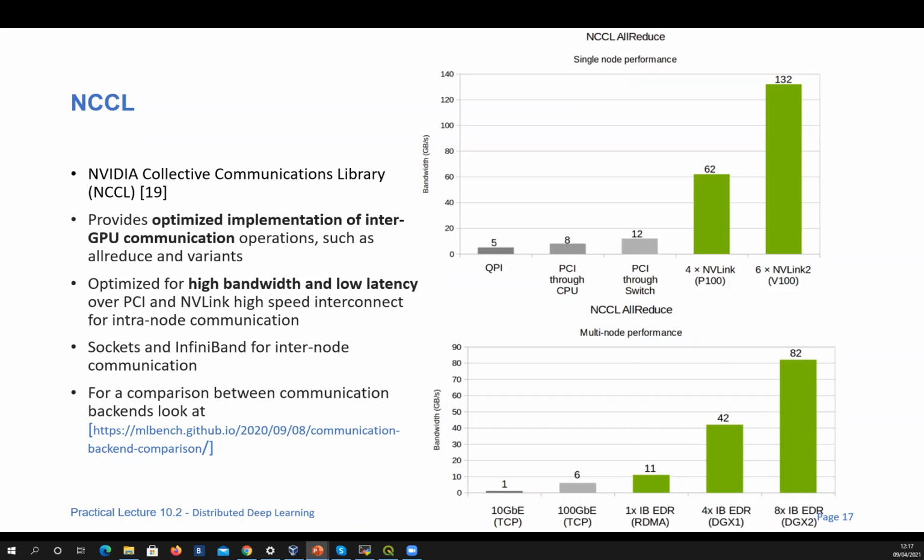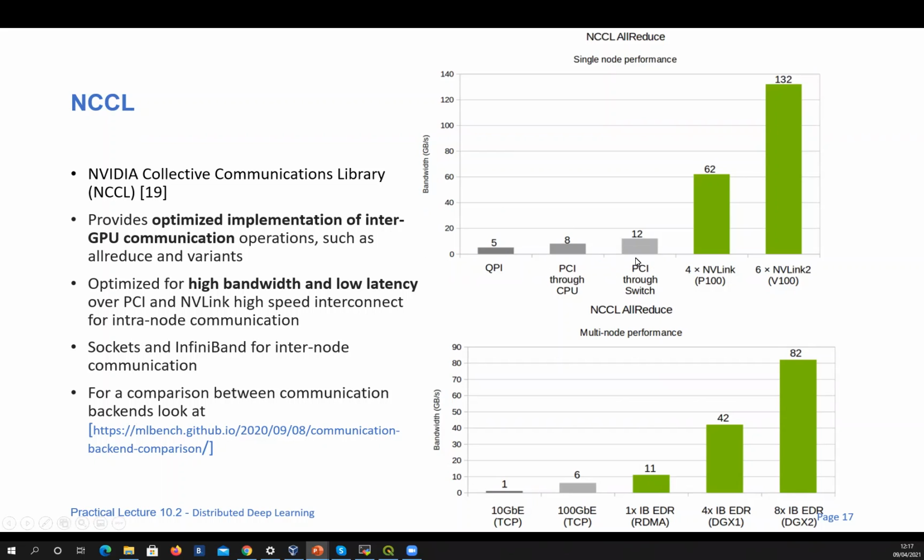Gloo is another one that is widely used with PyTorch. And I suggest that if you are interested in that, you look at this reference here, this GitHub repo that I put, because there are many interesting charts, like the ones that I pasted here, comparing the different backends in the setting of distributed deep learning.